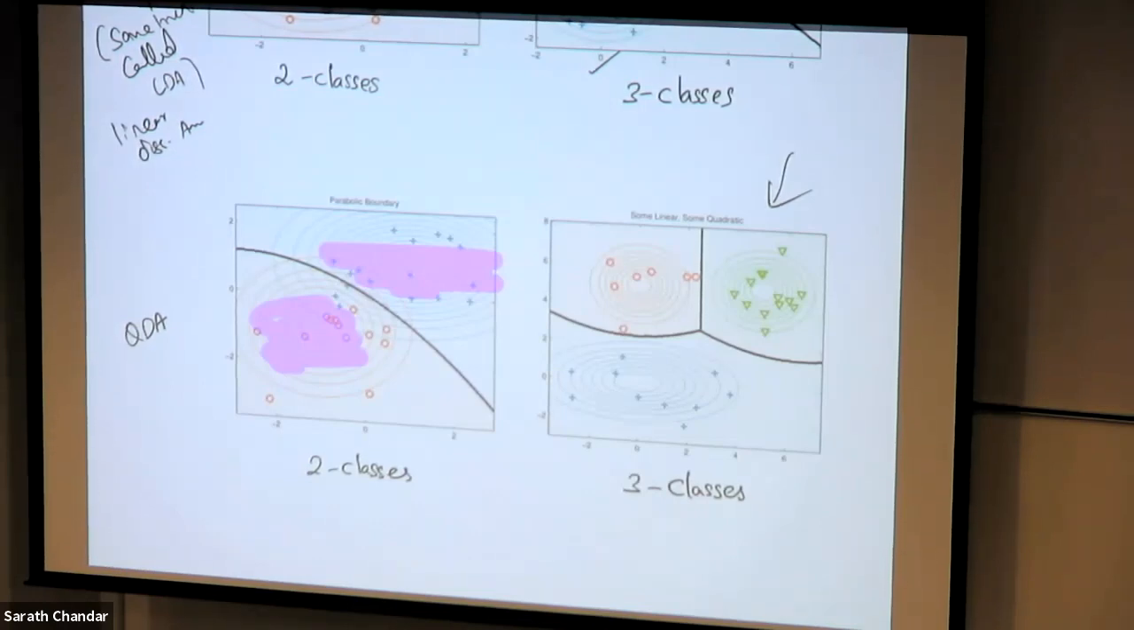Any questions about GDA? Yeah? How did we come about making some of these choices? These 2 share the same covariance matrix, these 2 don't. That's a very good question. So the question is, how do you make this choice of which classes to share and which not to share? Okay. Well, this is where the domain knowledge comes into the picture, right?